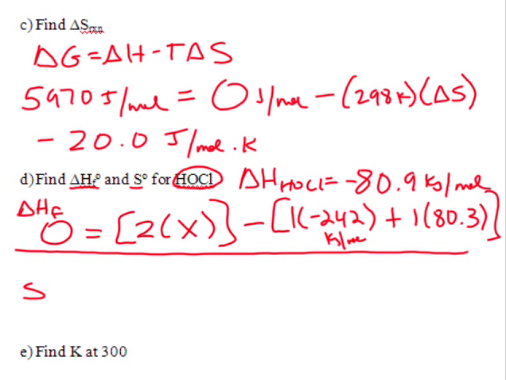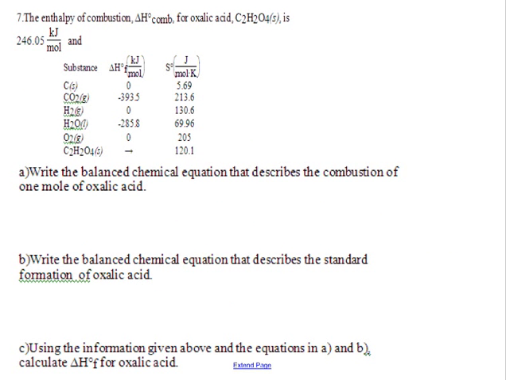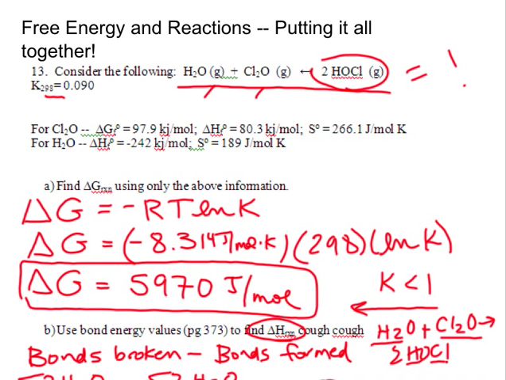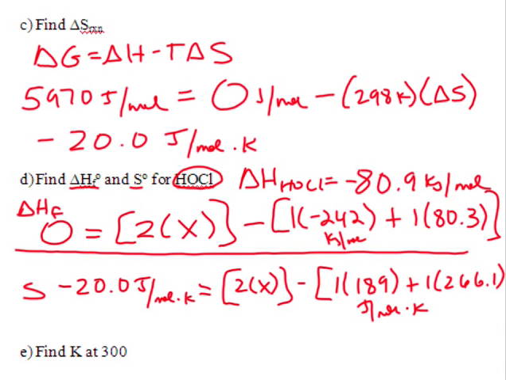All right. S. We're going to do the big equation again, but we're going to set S equal to negative 20. Was that S? Again, 2 times X minus, I'm afraid to do this problem now because I'm afraid they're going to mess it up again. Go back. Water's S is 189, and the other one is 266.1. And these are joules per mole K. So your X will be in joules per mole K.